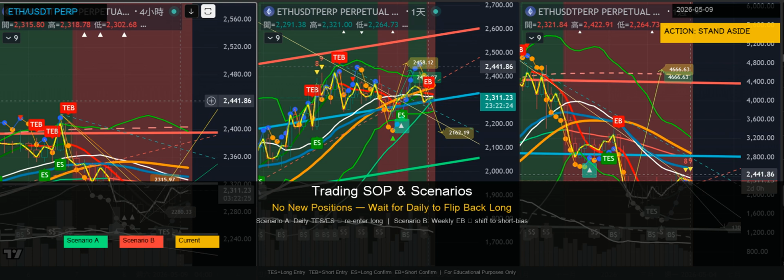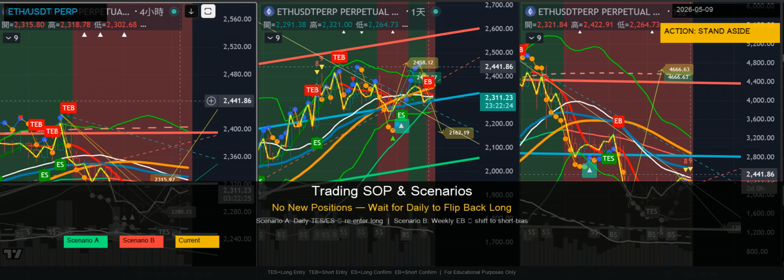Now let's look at the two key scenarios going forward. Scenario A, daily recovers long. The daily EB is just a temporary pullback. The daily prints a new TES or ES signal. The 4-hour TES holds and continues higher. This would restore the weekly long plus daily long alignment, and you can re-enter longs on the next 4-hour TES or ES signal.